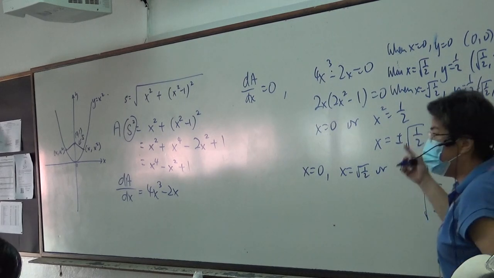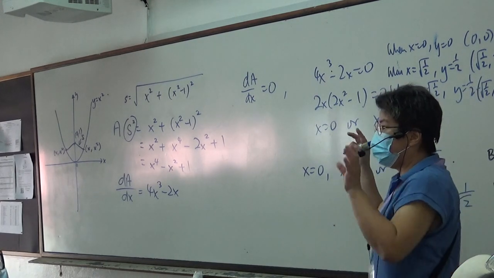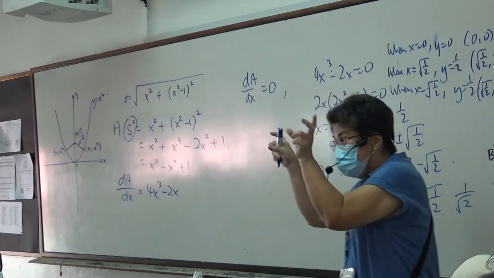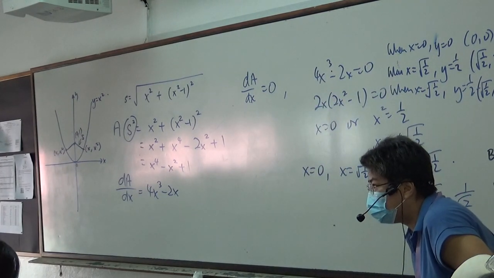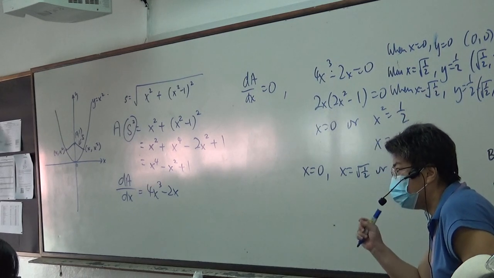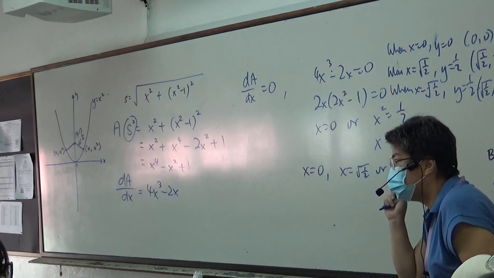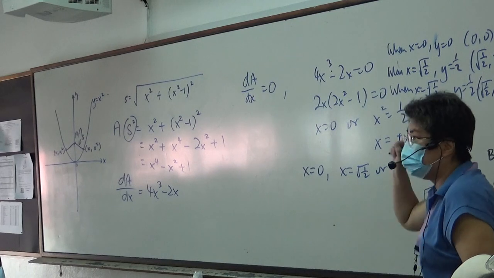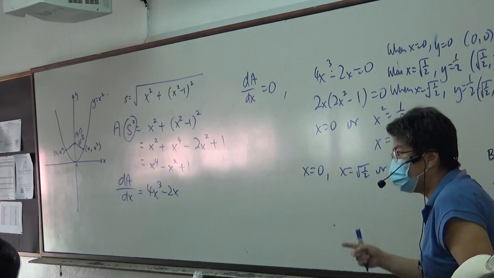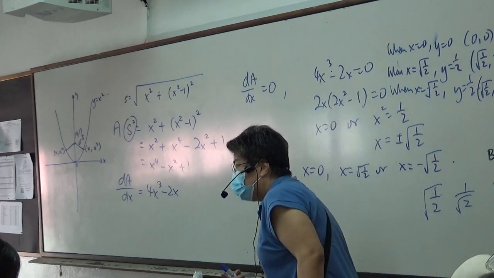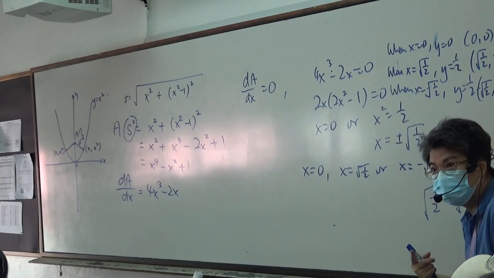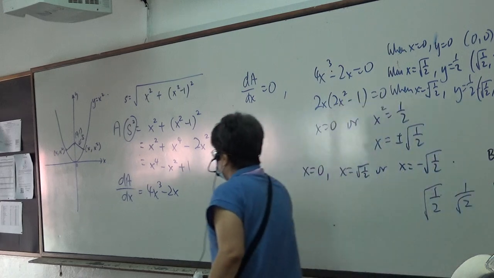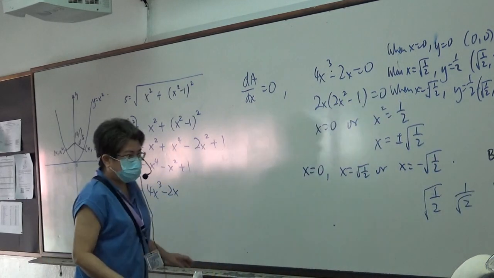So these three points will be either furthest or nearest to (0, 1). Agree? I'm talking to you because they are stationary points. Stationary points or stationary value doesn't mean that it must be the minimum. It can be the maximum. So what must we do? We must test whether it is the maximum or the minimum. Agree, class? Okay. So, you look at dA/dx.